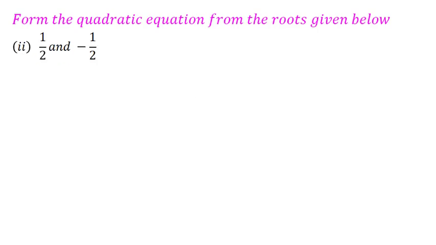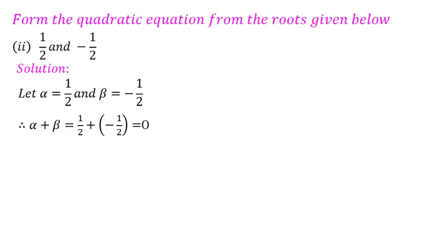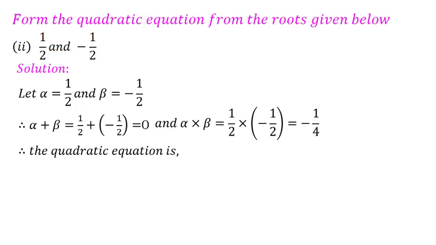Again we have to find the quadratic equation. Roots are 1 by 2 and minus 1 by 2. So first I will find sum of alpha and beta. Let us take alpha as half and beta as minus half. So alpha plus beta gives me 0 and alpha into beta gives me minus 1 by 4. Therefore the quadratic equation is x square minus (alpha plus beta) x plus alpha beta equal to 0.